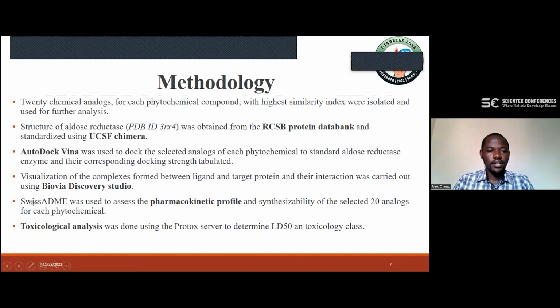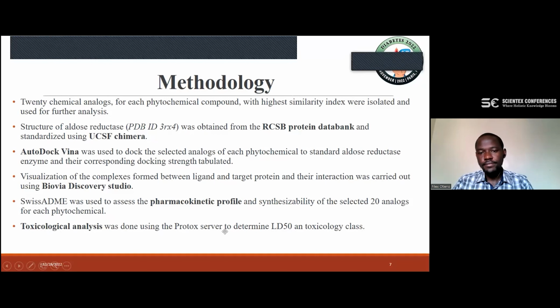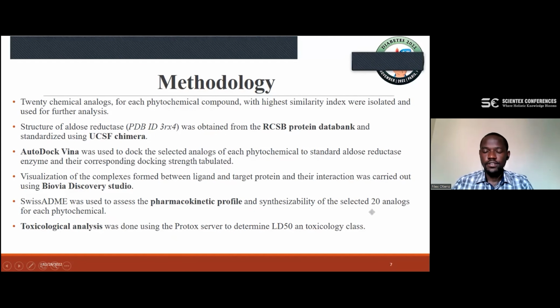SwissADME is an online website, and was used to assess the pharmacokinetic profile in terms of GI absorption, enzyme inhibition, blood-brain barrier penetration, among others, of each of the analogues. We also did toxicological analysis using the ProTox server, which is an online website, to determine the LD50 for the 20 analogues or 40 analogues.